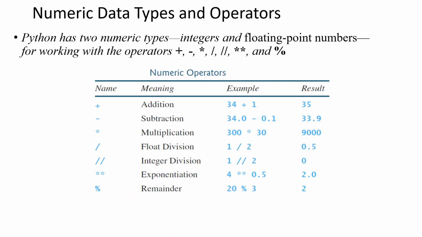Numeric data types and operators. Python has two numeric types, integers and floating point numbers. For working with them, the operators are plus, minus, star, slash, double slash, double star and percentage. Plus for addition, minus for subtraction, star for multiplication, slash for division, double slash for integer division, double star for exponentiation, and percentage for the remainder.